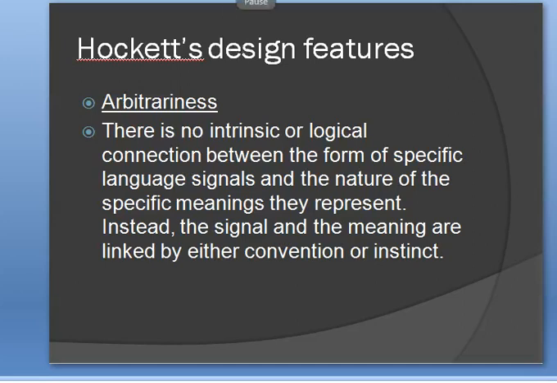So this thing is common in each and every language, right? This thing is common in each and every language, that words, the linguistic items or language signals, do not have any type of logical connection with the things to which they refer.